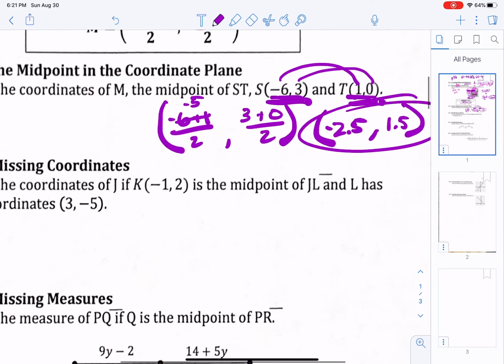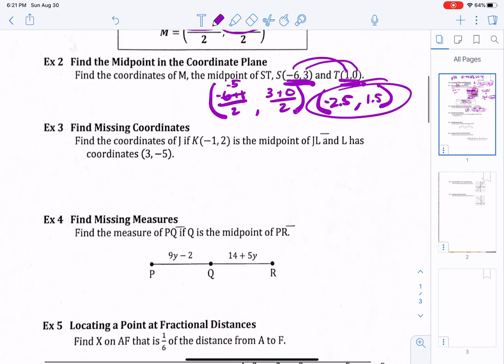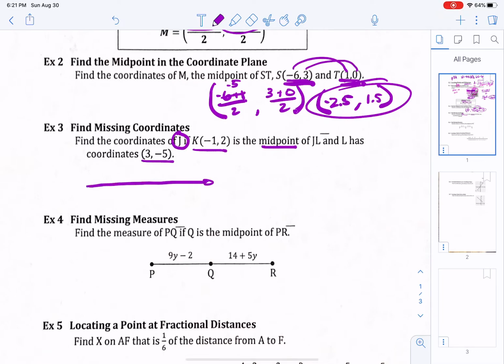Okay, then they make it just a touch harder, and they say find the coordinates of J. So that's what we're looking for. K is the midpoint of JL, and L has the coordinates 3, -5. So basically I have a line going on here where J is this side, L is this side, and K is exactly in the middle. And they give us the coordinates for K, -1, 2, and L is 3, -5. And then I don't know what J is. So how can we figure this out?